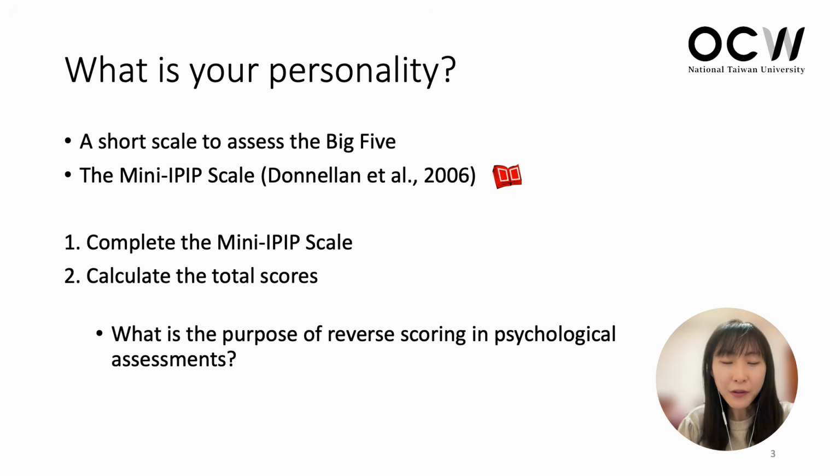When you are calculating the total scores, you will notice that there are reverse scoring items. This is to change the direction of how the question is being phrased in order to reduce response bias. So please also make note of this when you calculate your total score.